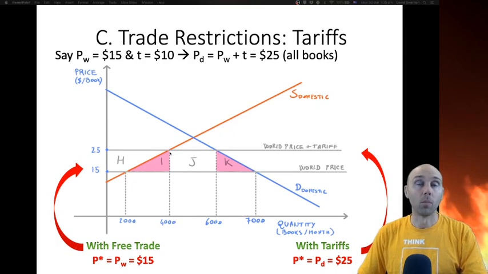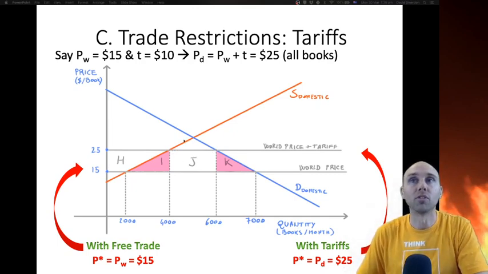Consumers still want a bit more than that at this price, because the price is lower than the non-trading equilibrium price, but not as much as before, not the 7,000 that they wanted when the price was $15. It's now only 6,000. So the domestic consumers are going to import this shortfall, but they're only going to import 2,000 now. So what about the overall consumer surplus?